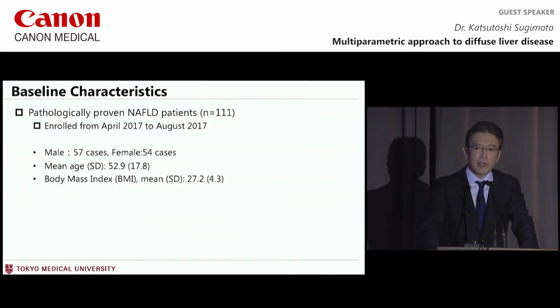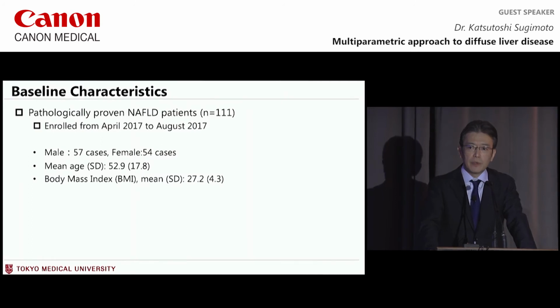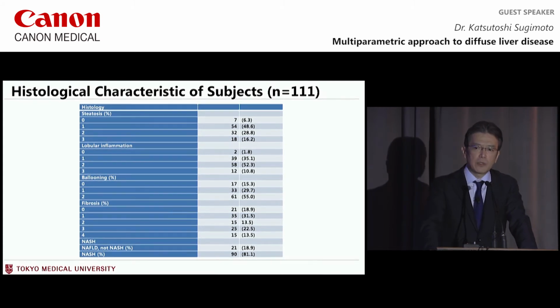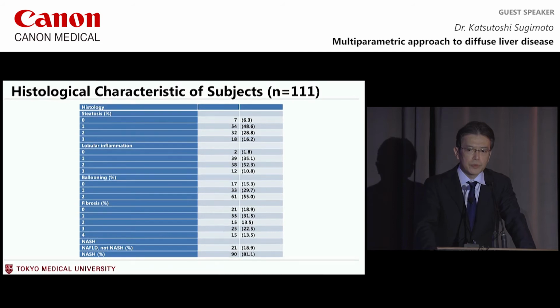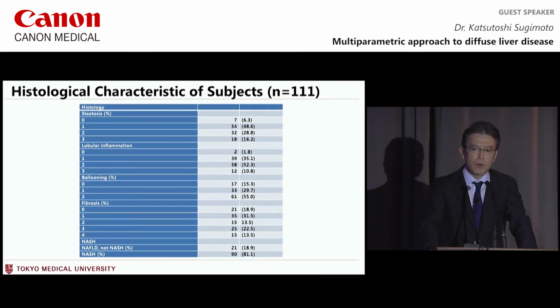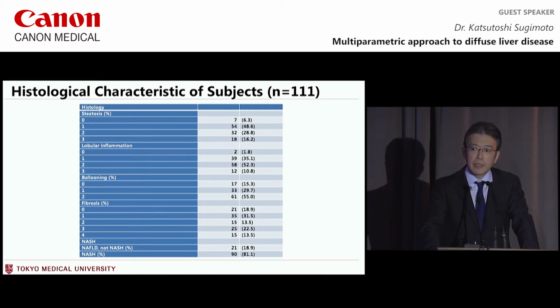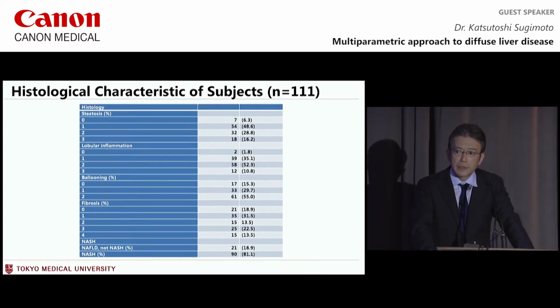This shows the baseline characteristics of the patients: 57 male and 54 female cases, mean age was 52 years old, and mean body mass index was 27.2. This shows the distribution of steatosis, lobular inflammation, and ballooning grade. And also, the distribution of fibrosis stage is shown here. And in this study, NASH accounted for 81% of the study population.